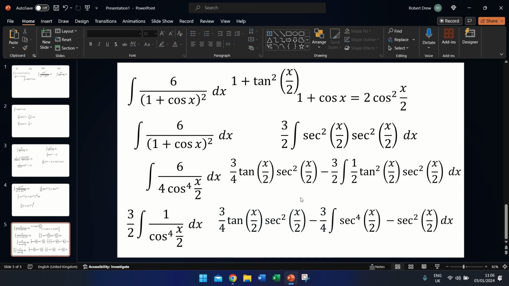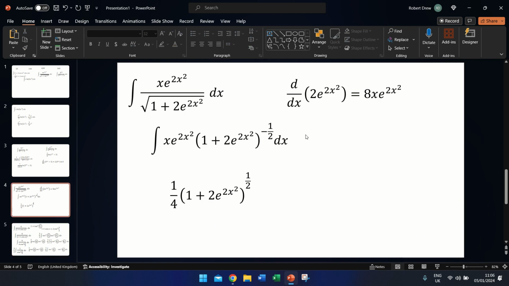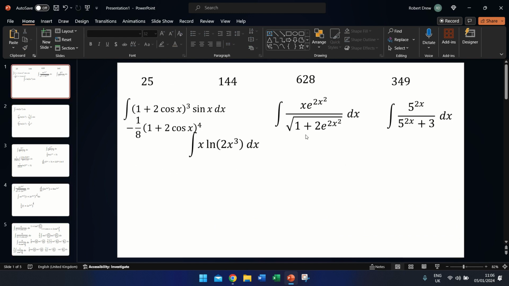Yeah, good. Anyway, that was the bonus integral done. Feel free to point out things that I've got wrong. But yeah, I think that was fairly successful on the whole.